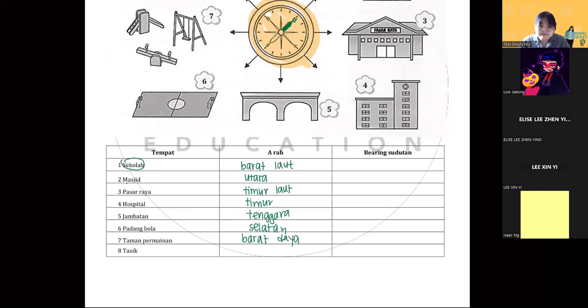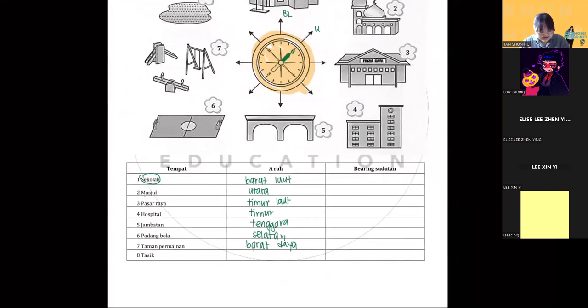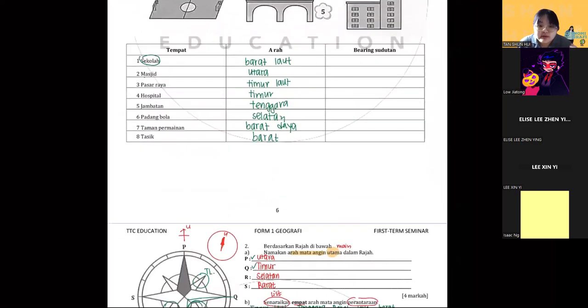Tasik is the last. Tasik should be Barat. Yes. So, if this comes out in the exam, can you answer? For this part? Just to let you know, okay?